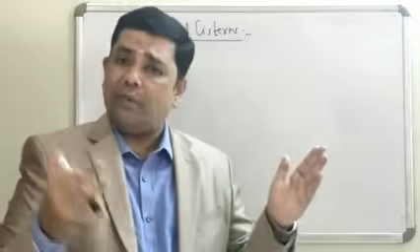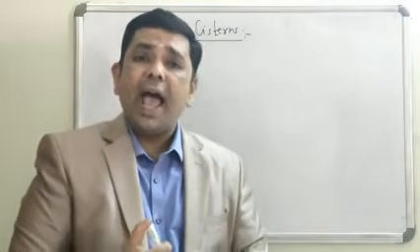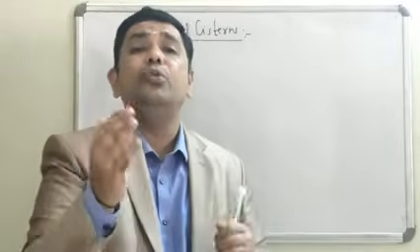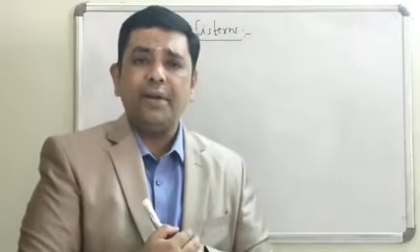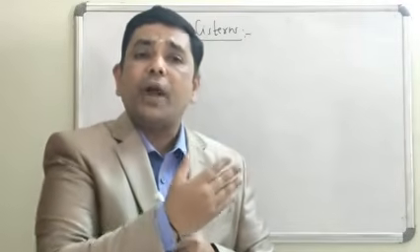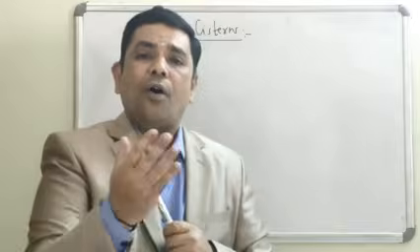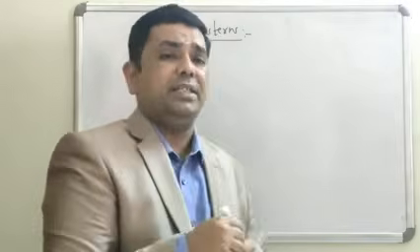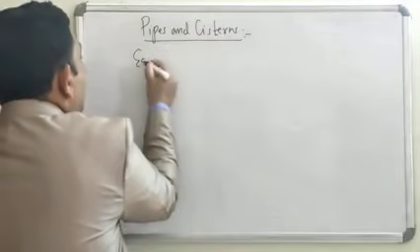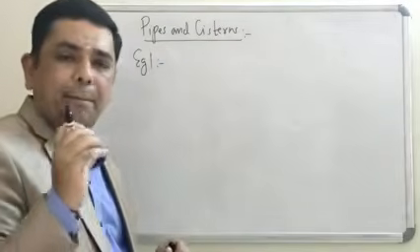A pipe is obviously a pipe which fills water, and a cistern is nothing but a huge storage vessel which stores water. Alright, so let us look at the questions of this concept, pipes and cisterns. Let me begin by taking a very basic example.